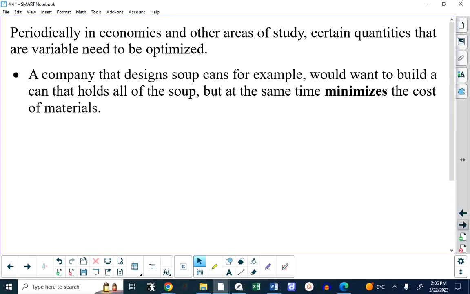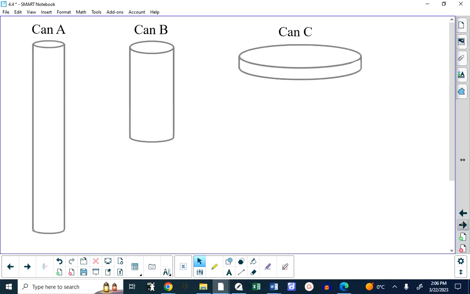Here's one that you haven't looked at before, but it's a classic calculus problem. A company that designs soup cans wants to build a can that holds all of the soup, but at the same time minimizes the cost of materials. I mean, I think that's common sense. If you're running a factory or a business, you want to minimize your costs. So I'm going under the assumption here that the can is a traditional shape. It's a cylinder. And what I have up here are 3 different cans.